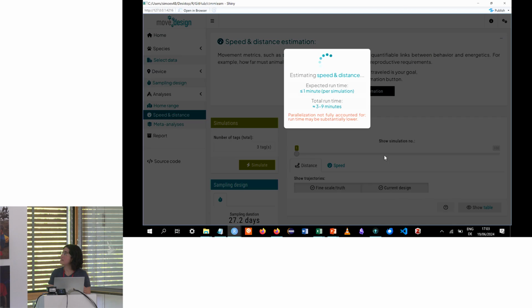So for the speed and distance, hopefully it doesn't take too long to run. Okay. I really should have put less values here. But yeah, it will be the same logic as the home range tab. It will give you some information comparative to the expected value, because again, simulation, so we know the true value that we expect. What are the distances and speeds that we would get from this particular set of parameters?